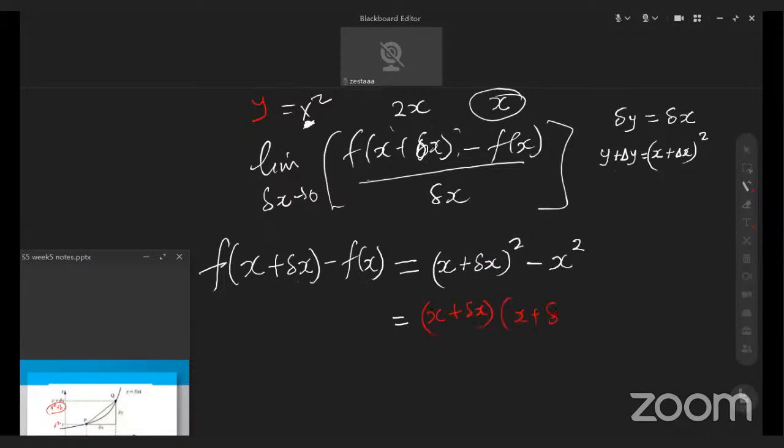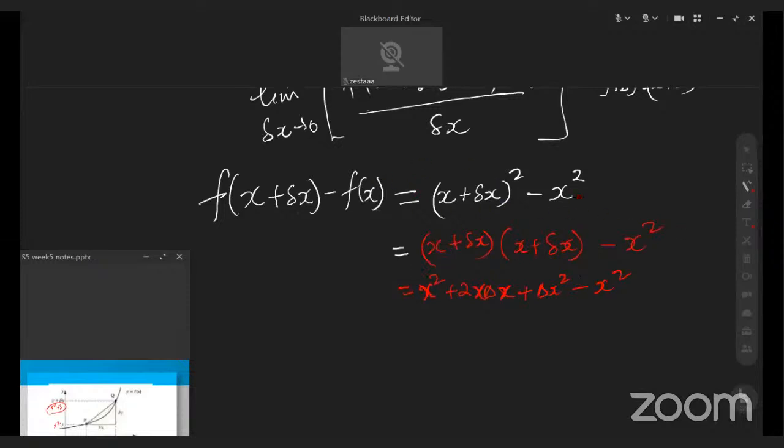I hope we know this: small change in x, minus x squared. So when you open up these brackets, you'll have x squared plus 2x, small change in x. Let me maintain the x. Maintain my x, plus the small change in x, then plus small change in x squared, minus x squared. We are just simplifying this bracket here.